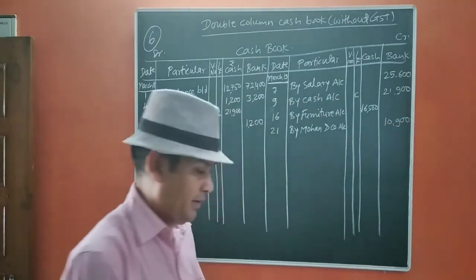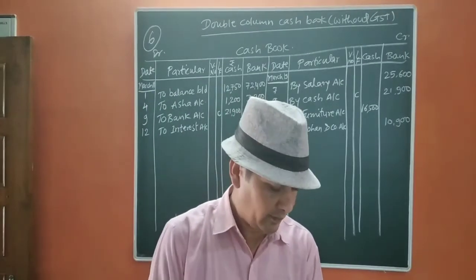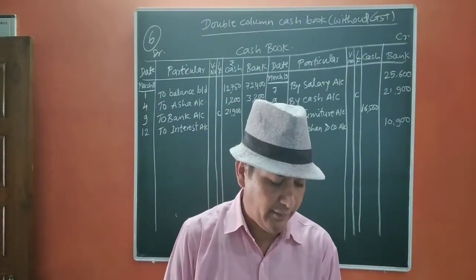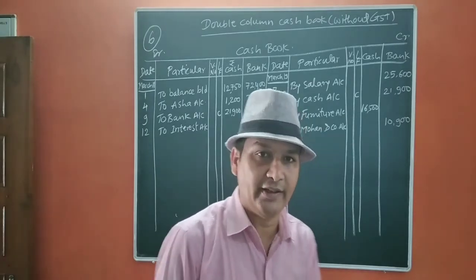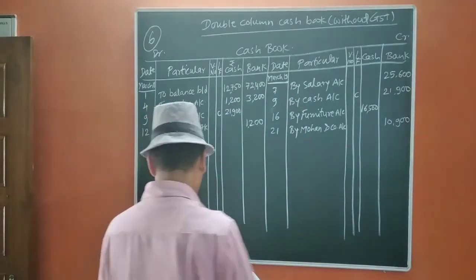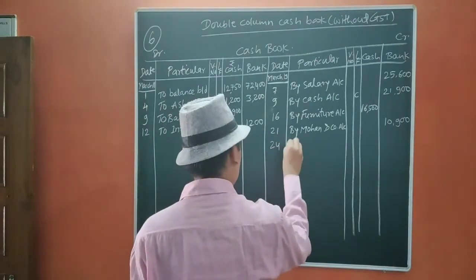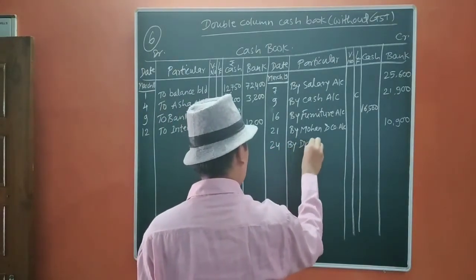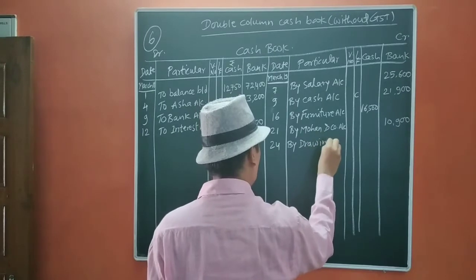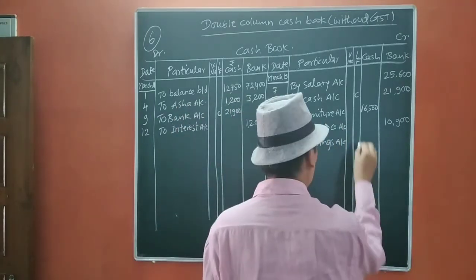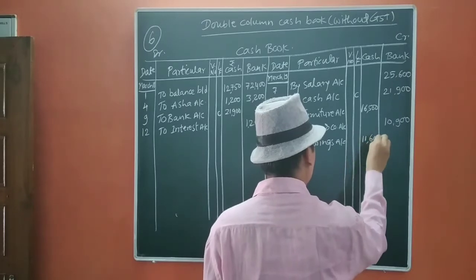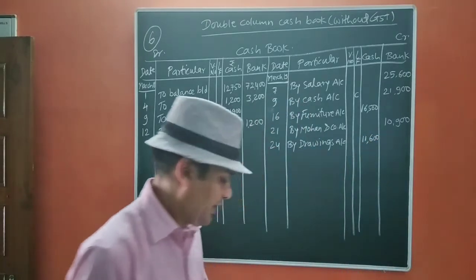Okay. The next is March 24. Proprietor withdrew from office cash for his personal use. This is drawings. Okay. So we are going to write 24 by drawings account. Whenever there is a personal use, it is drawings. Okay. So drawings account, that is going to be 11,600. It is withdrawn out of cash.